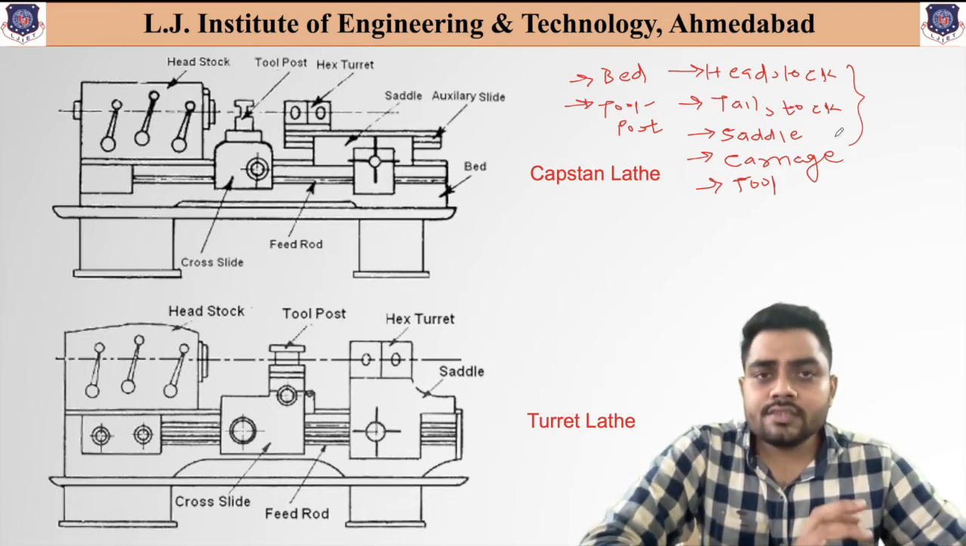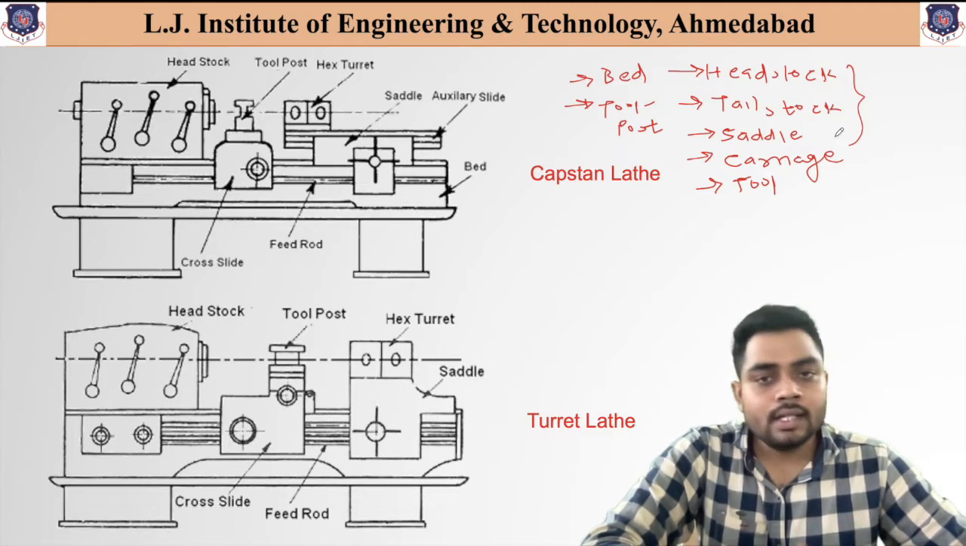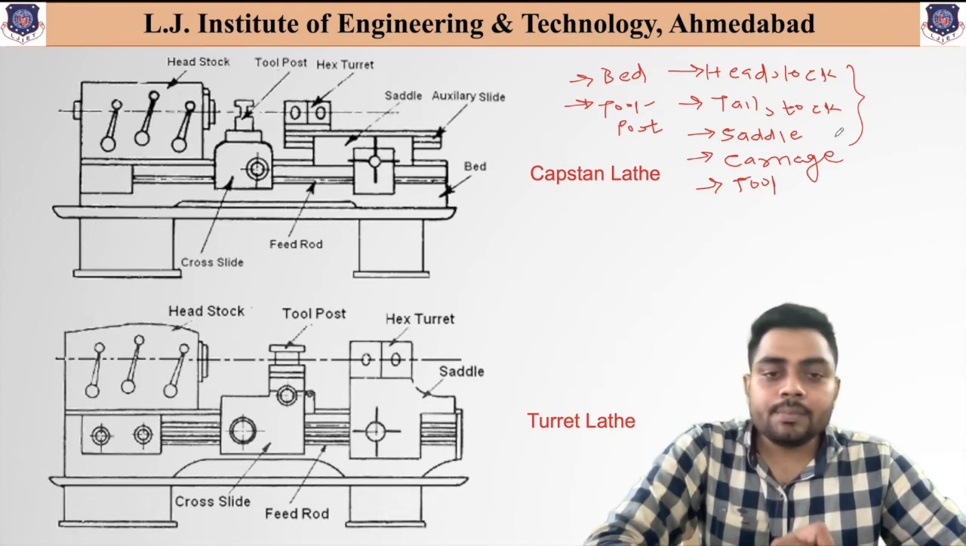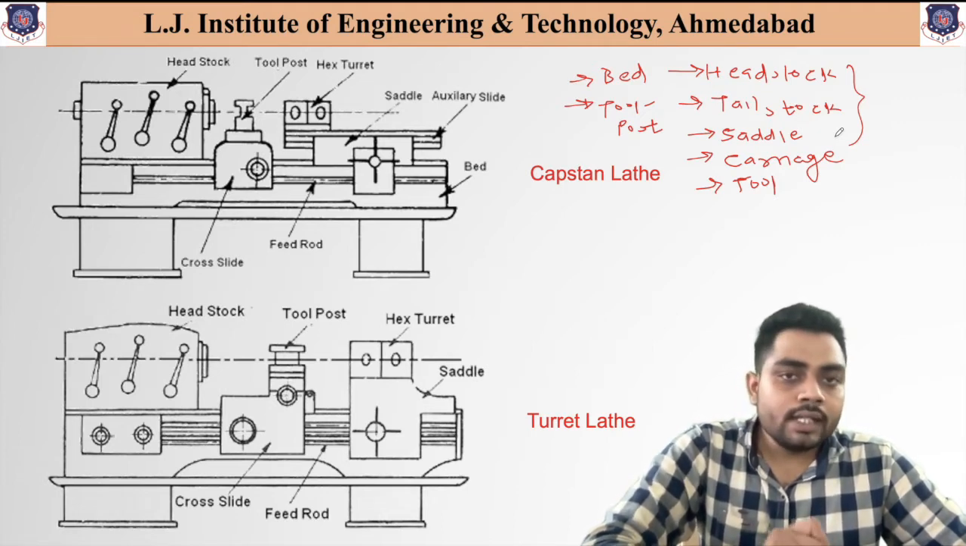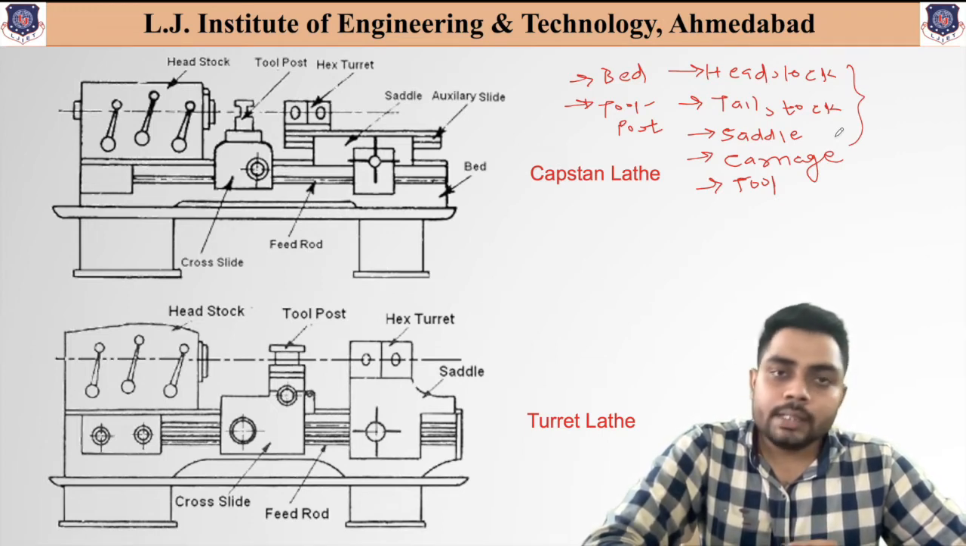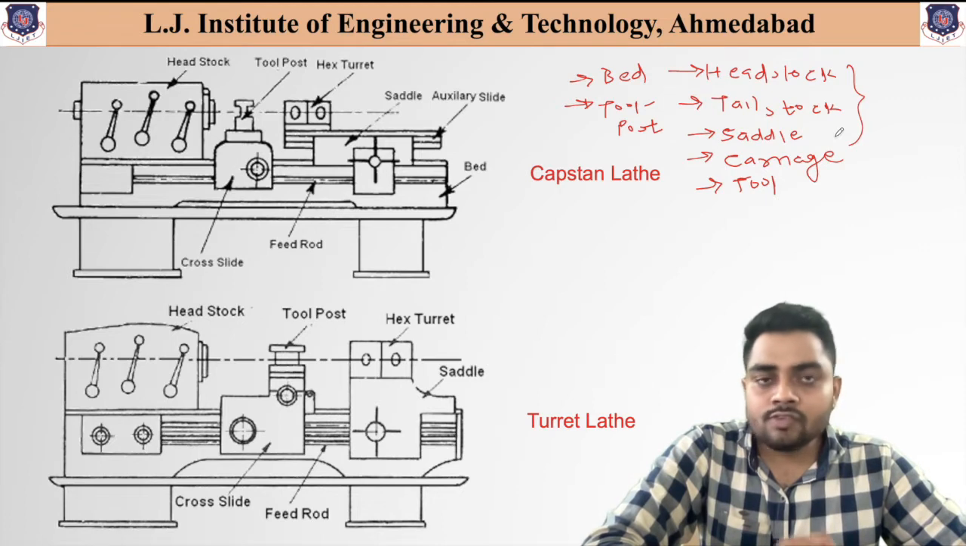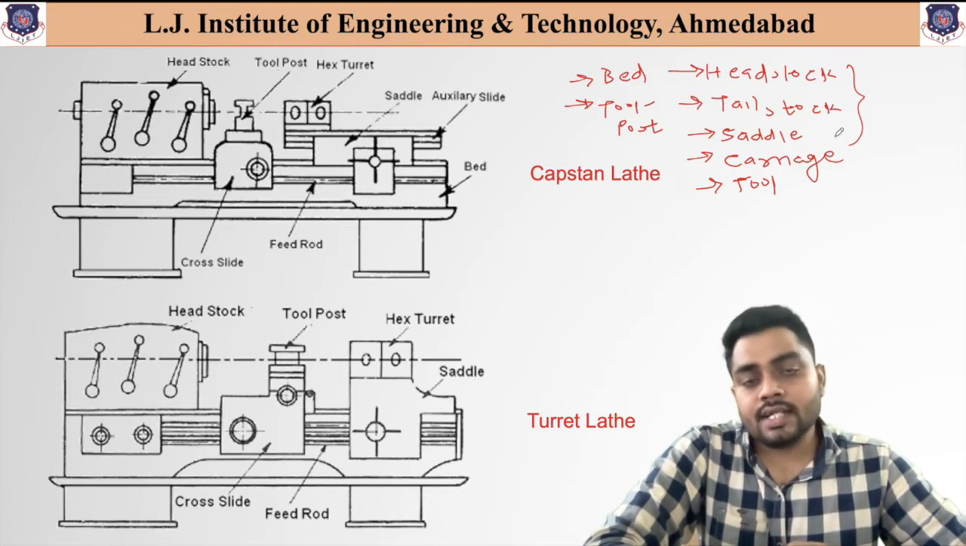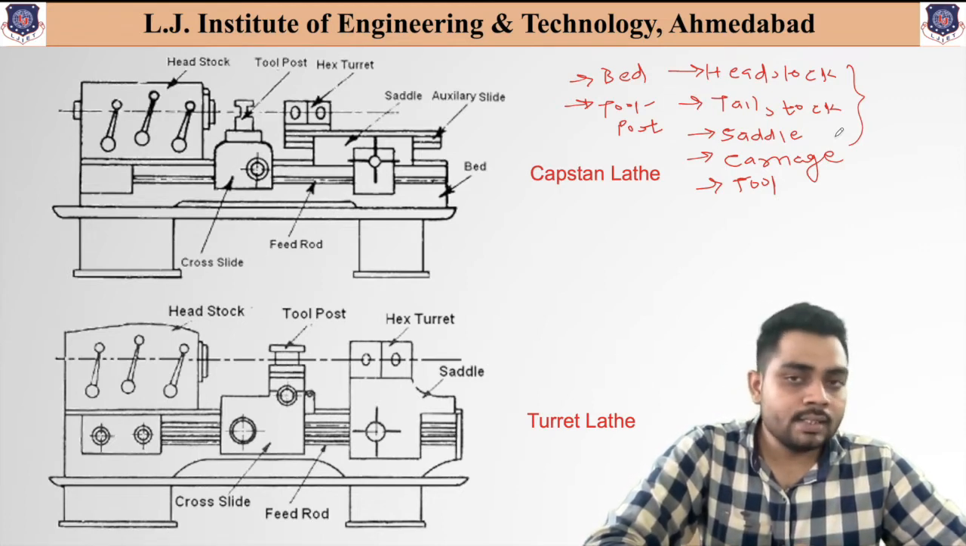So now what is the variation from the standard lathe machine to the capstan and turret lathe? The first and foremost variation is that in capstan and turret lathe, one can use more than one tool for the machining purpose. That means multiple tools can be used for machining. So that is the first and foremost advantage.